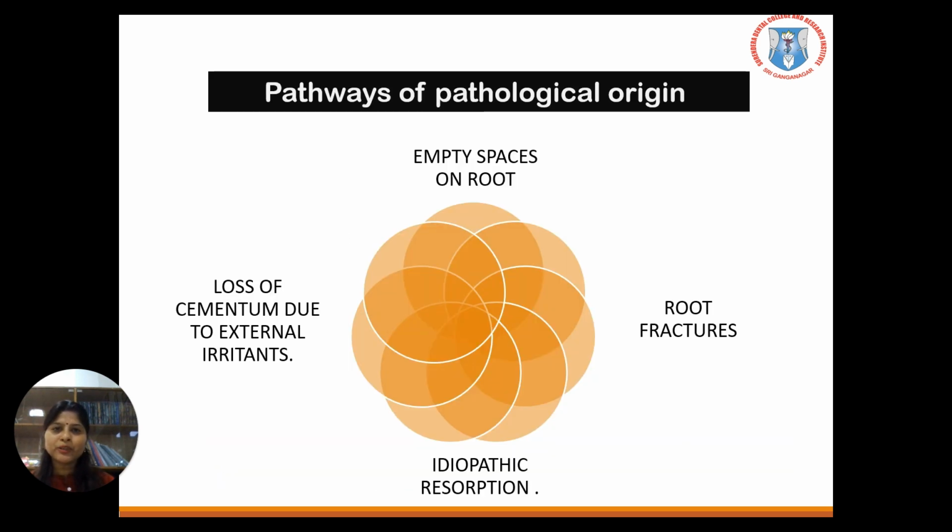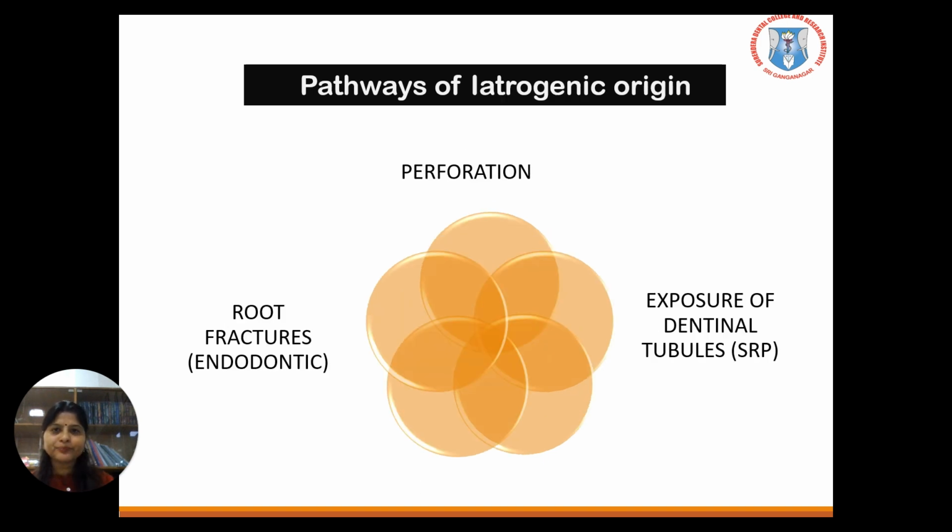The pathways of pathological origin include empty spaces on the root, root fractures, idiopathic resorptions, as well as loss of cementum due to external irritants. Pathways of iatrogenic origin include perforations and the exposure of dentinal tubules after scaling and root planing. Then during endodontic treatment, root fractures can occur that can also result in the communication.